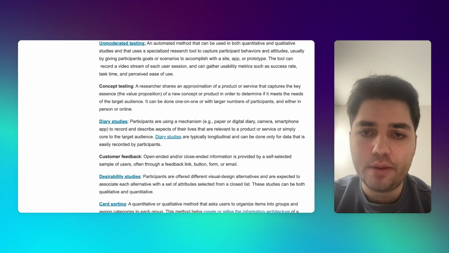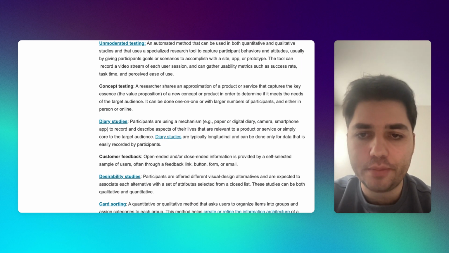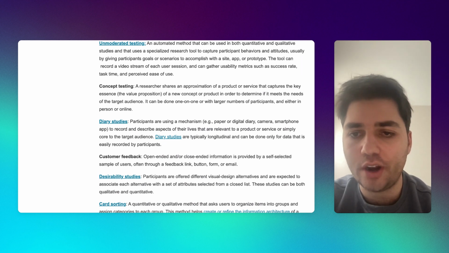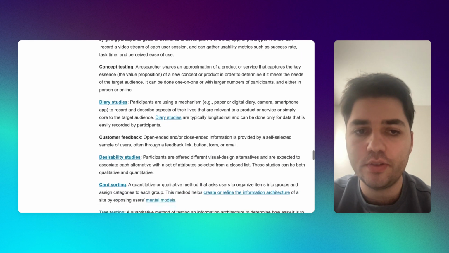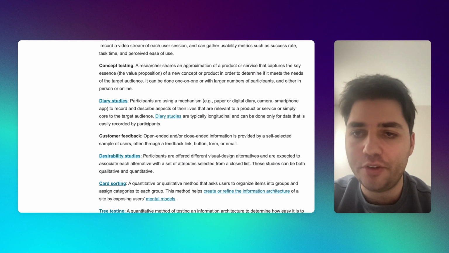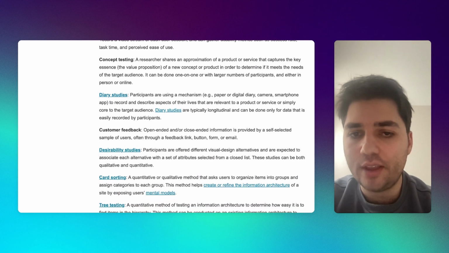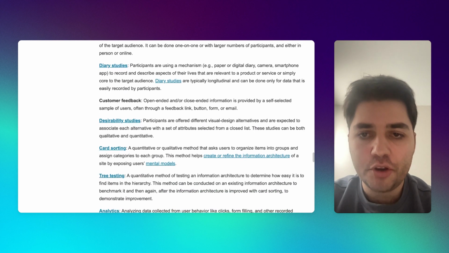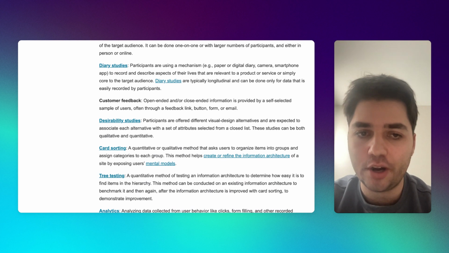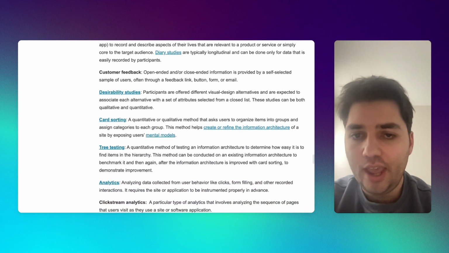Desirability studies are alternatives to different visual designs. And so you're trying to figure out what do people desire in these situations. Card sorting is helpful if you want to figure out how people organize information and what groups do they categorize it into. And this is important for establishing mental models and creating information architecture. Tree testing is similar to card sorting, is when you're testing out the specific information architecture of a page.